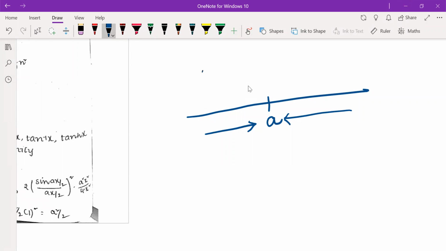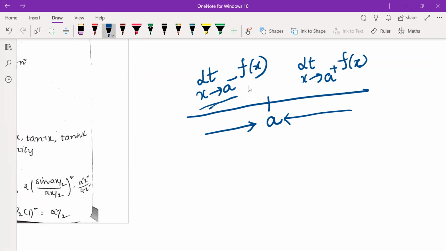When it reaches from left hand side, it's called limit x tends to a minus f of x. Let the function be f of x. When it reaches from right hand side, the limit x tends to a plus f of x. Here a minus means x is less than a, and a plus means x is greater than a.